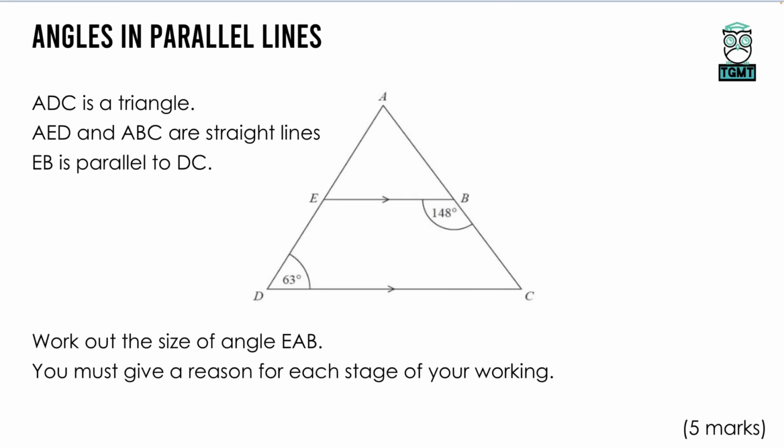Okay, so looking at some angles in parallel lines. It says here ADC is a triangle. It then tells us that AED and ABC are straight lines, and it tells us that EB is parallel to DC, which we can see by the arrows on the diagram. Now it says here to work out the size of angle EAB. EAB is this angle here at the top of the triangle. And it says you must give a reason for each stage of your working.